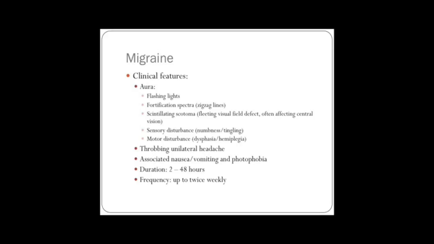Well, it's these neurological symptoms which occur, and the patient knows when they get these symptoms that they're going to end up having a migraine, a headache afterwards. And often they're characterized by odd visual disturbances like flashing lights, fortification spectra, which look like zigzag lines going across the visual field. Scintillating scotoma is a visual field defect. So a patient will describe blotches in their vision, often in the central part of the vision, which come and go. And then occasionally you can get peripheral focal neurology, sensory disturbance like numbness or tingling, or motor disturbance.